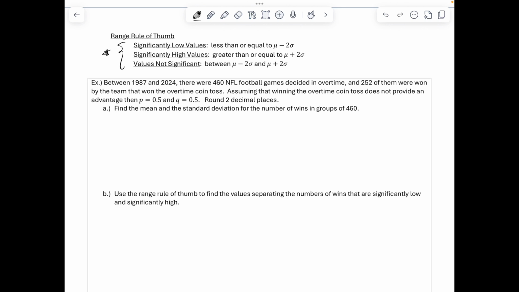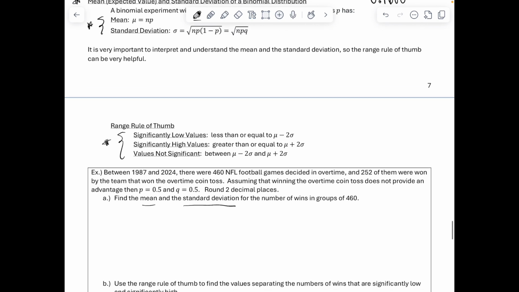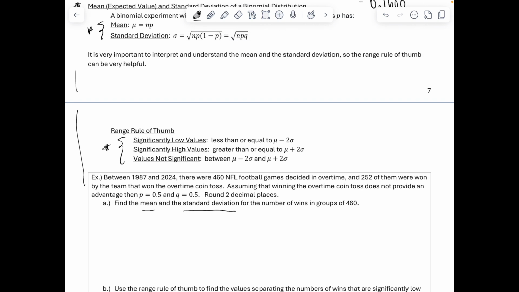Part A says find the mean and the standard deviation of the number of wins in the group of 460. So again, we're asked to find the mean and the standard deviation, and those little formulas are given to us at the bottom of the previous page on page 7. And so we know that the mean mu is equal to n times p, and the standard deviation sigma is equal to the square root of n times p times 1 minus p, just copying down those formulas from up above. And so with this, we know n is the total number of games that we have. It's a group of 460.